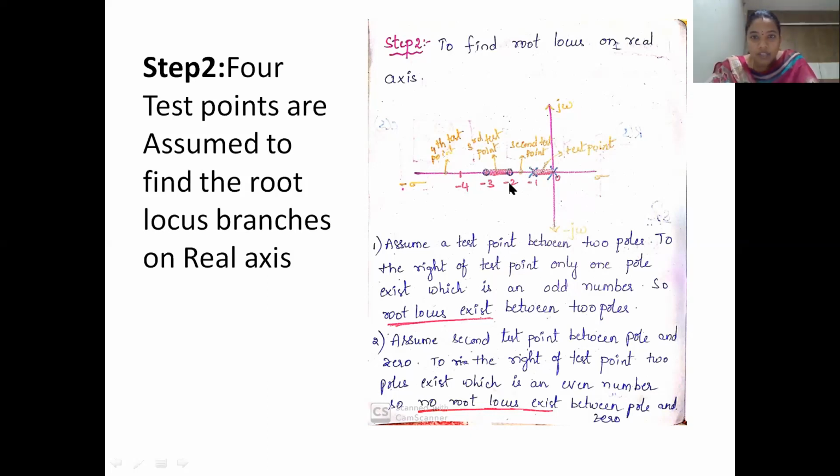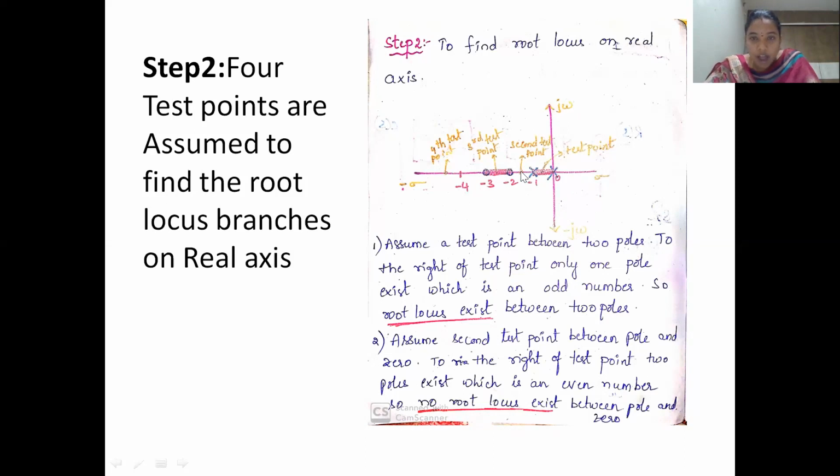Coming to the second test point. I have a test point here. I just assumed here. You can assume just after this pole, you can assume here, you can assume here. In between these two, wherever point you want to test, you can take that point. I think I am clear. So I have assumed this point.